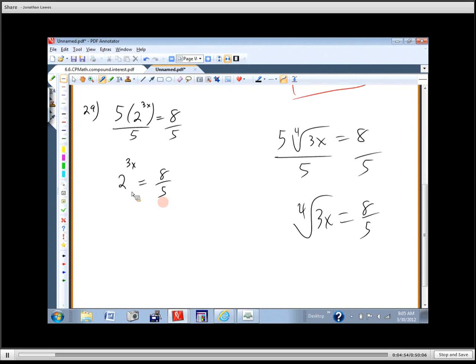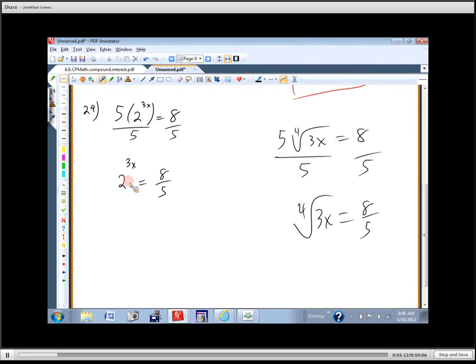Okay, now this is a function right here, just like that's a function. And we know how to undo roots. We raise things to a power. So we undo the fourth root by raising it to the fourth power. If it were the seventh root, we'd raise it to the seventh power. What function is this?